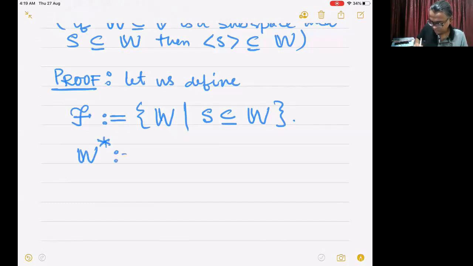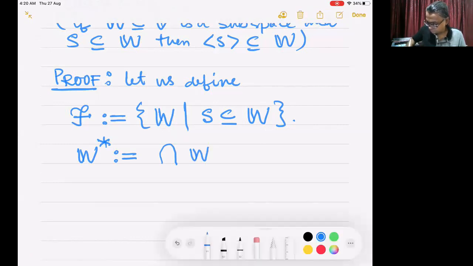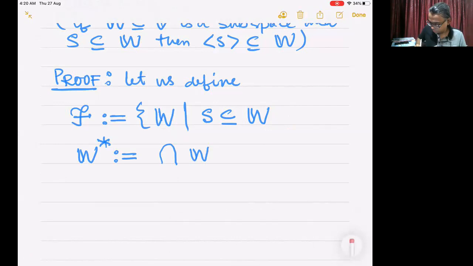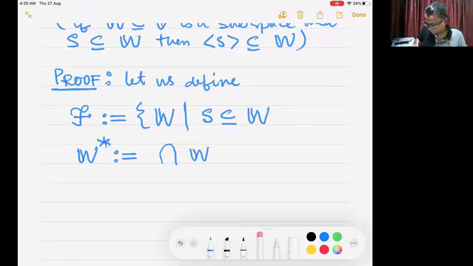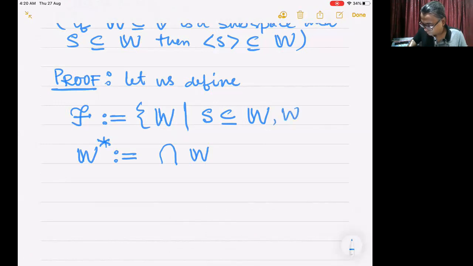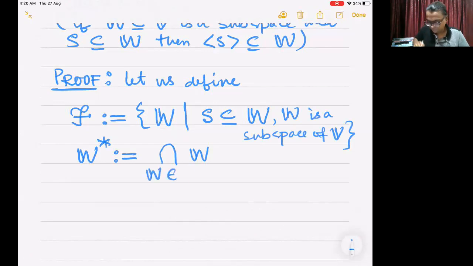W star is defined as the intersection of all W. One more thing I forgot to write, which is actually essential: S is contained in W and W is a subspace of V, and W is in the family F. So I look at the family and I look at the intersection of all those W's in the family, that I define as W star.